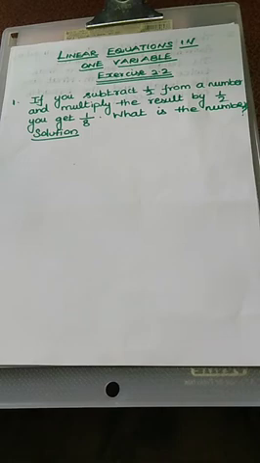Now some details are given. We have to make an equation, then we have to find the unknown value of the equation. What is given? If you subtract half from a number and multiply the result by 1 by 2, you get 1 by 8. What is the number?